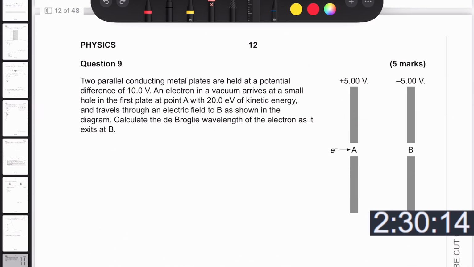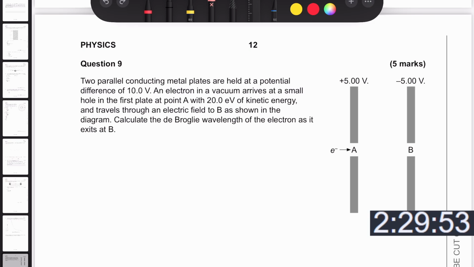Two parallel conducting metal plates are held at a potential difference of 10 volts. An electron in a vacuum arrives at a small hole in the first plate with 20 electron volts of kinetic energy and travels through the electric field as shown. Calculate the de Broglie wavelength as it exits at B. Okay, so I need to find the velocity.